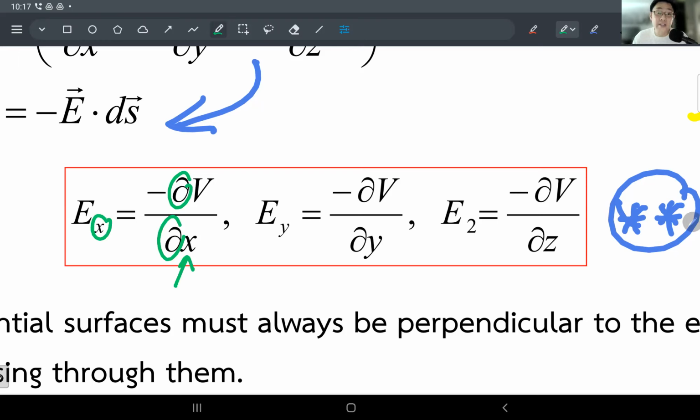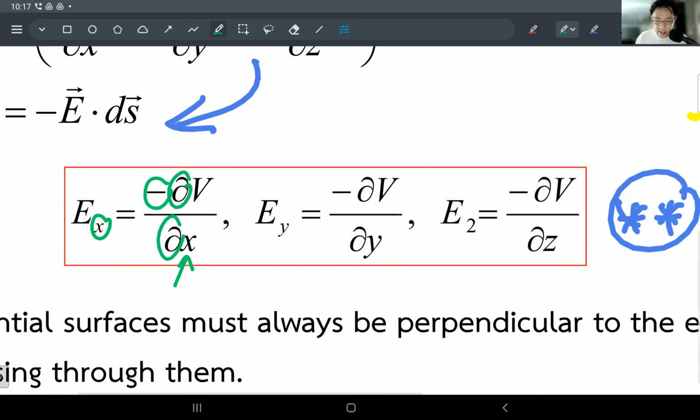pointing along that coordinate. So if you take the derivative with respect to x, you get the x component of the E. And don't forget to slap the negative sign into it, because the agreement of us was the electric field pointing downward. So it points from high V to low V. So that's why there is a negative sign there. That's it, guys.